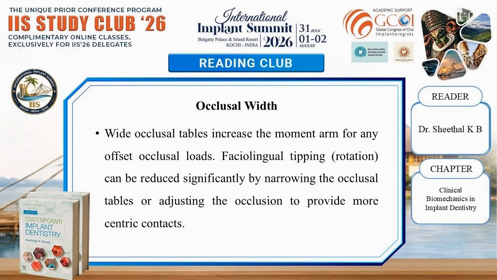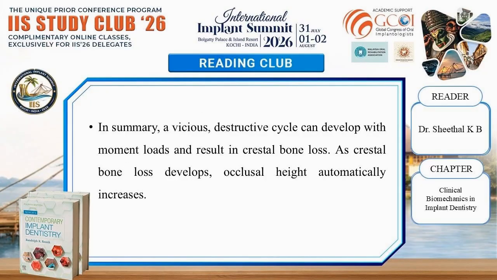Moving on to occlusal width, wide occlusal tables increase the moment arm for any offset occlusal loads. Facial-lingual tipping rotation can be reduced significantly by narrowing the occlusal tables or adjusting the occlusion to provide more centric contacts. In summary, a vicious, destructive cycle can develop with moment loads and result in crestal bone loss.